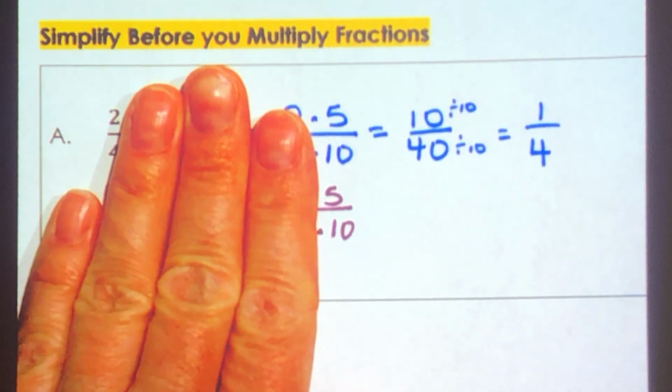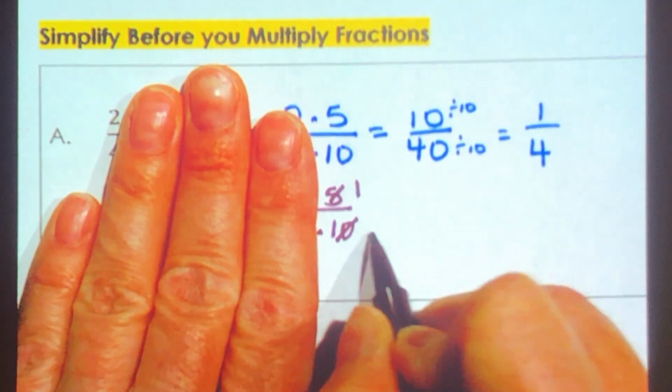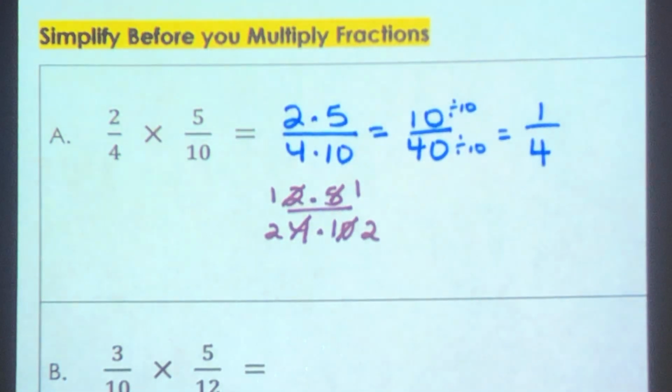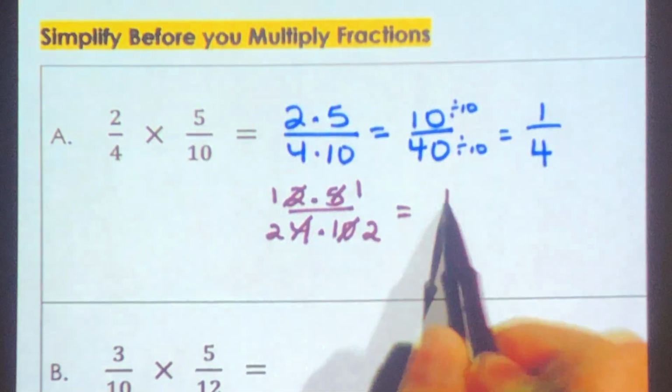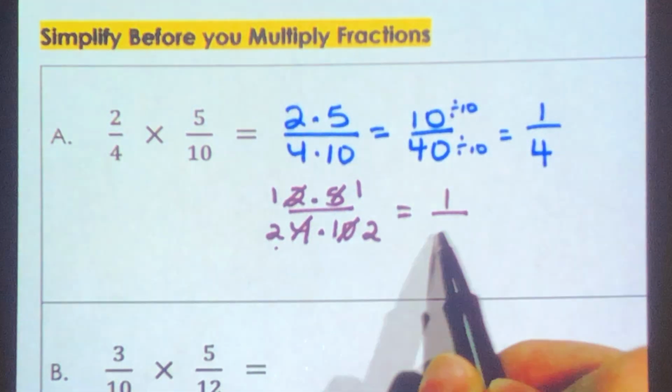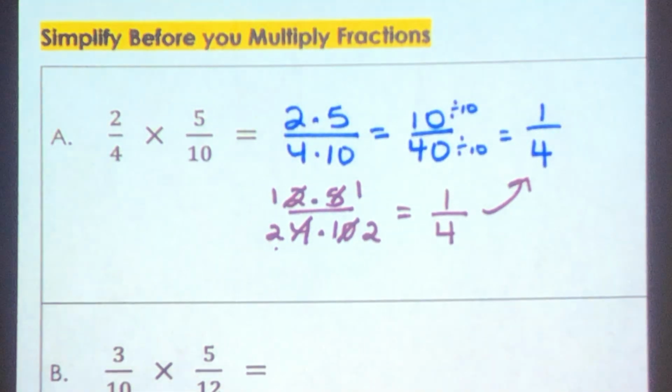Now when you look at the 5/10, that's not in simplest form. 5 goes into both of those. 5 goes into 5 once, and 5 goes into 10 twice. So by simplifying those fractions beforehand, you can actually end up arriving at the same answer. We're left with 1 times 1, which is 1, and 2 times 2, which is 4. And we can see that 1/4 equals 1/4. And you might think to yourself, well, why can't I just simplify the 10/40? That's fine. I'm going to show you another example of why you would want to know this nice little shortcut.